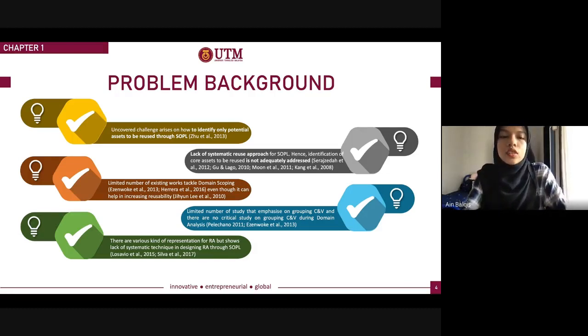Besides, an ideal domain engineering activity shall involve domain scoping, domain analysis, domain design, and domain implementation. However, only a limited number of existing studies tackle domain scoping, even though it helps in increasing reusability. Same goes for domain analysis. Only a limited number of studies emphasize grouping commonality and variability, and there is no critical study on grouping the commonalities and variabilities during domain analysis. Last but not least, there are various kinds of representation for reference architecture, but a lack of systematic technique in designing the reference architecture through service-oriented product line.